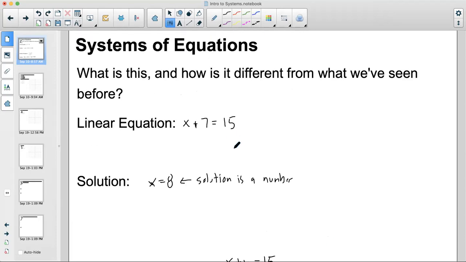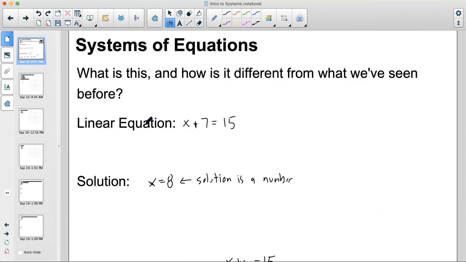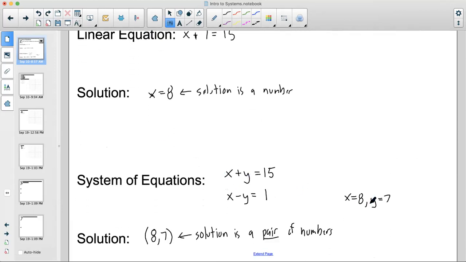Basically, for a linear equation, there's only one variable, so the answer is just one number. For a system, the solution is a pair of numbers. It's usually written like a coordinate pair, x comma y. You could also write it like x equals 8, y equals 7. These are interchangeable. When we think about these in graphs, we'll want to use the coordinate pair because that's how we graph things, but you could always use this too. So that's one thing that's different. If you have a system of equations and your answer is x equals 4, it can't be right, because the system has a solution with two different numbers.